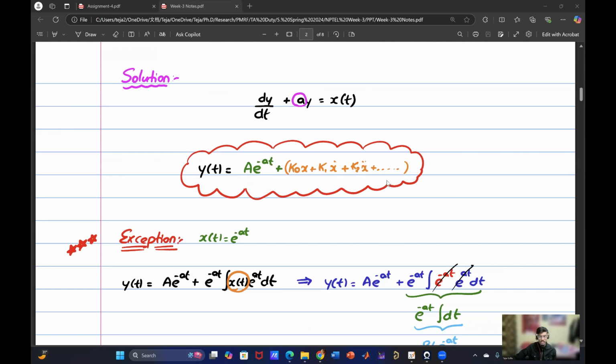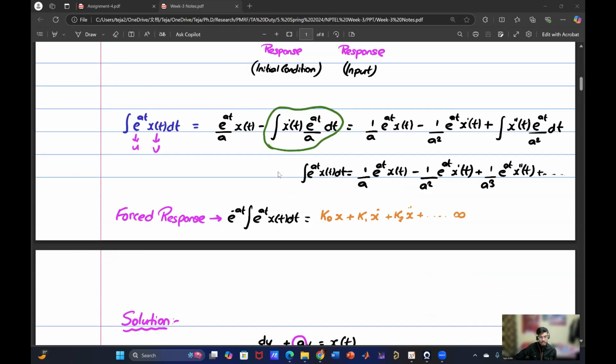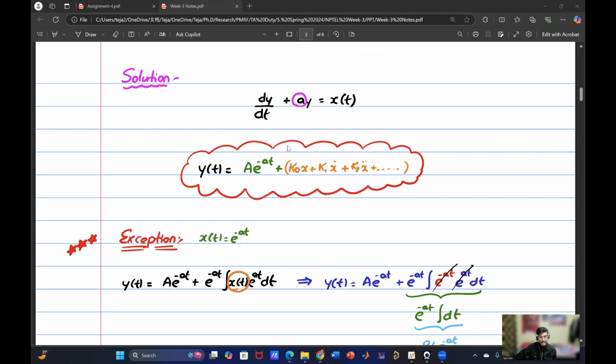This is the generalized solution. Using this, we can get the solution. The green one is the natural response, which we get from this A, and the orange one is what we get from the forced response because of this x of t.